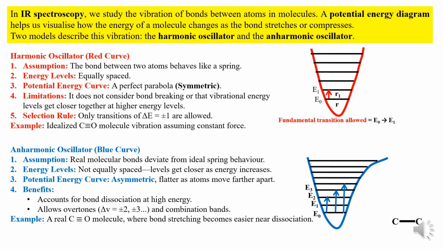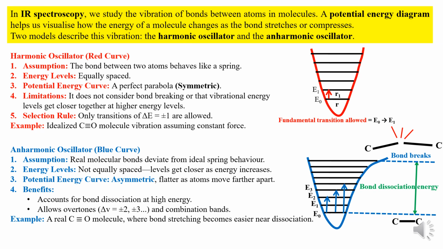Now what is bond dissociation energy? Bond dissociation energy is the energy required to break a bond. So at a given point of time, the covalent bond tends to break at higher energies. So the difference between the ground state energy level, that is E0, and the energy level where the bond breaks will be considered as the bond dissociation energy. And bond dissociation energy is the energy required to break the bond.